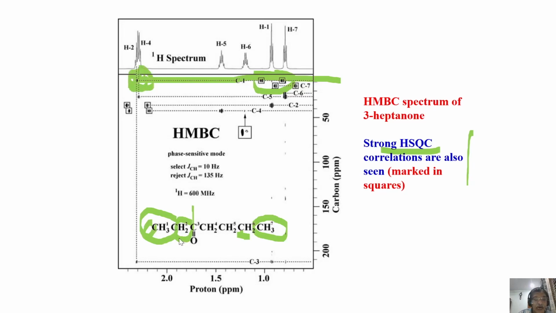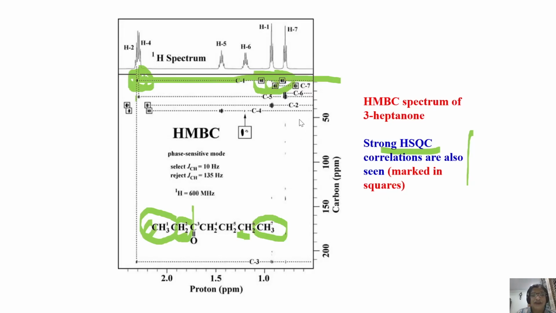Now carbon 2, where is carbon 2? Here. Carbon dimension, okay, this one. So this carbon 2 should have a strong correlation to proton 1. So where is this proton 1? Somewhere here, C1 should be there. It is all hidden here. Okay, somewhere there you must see.